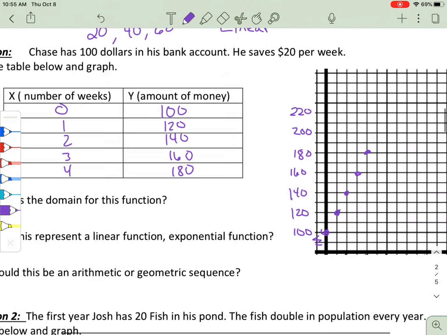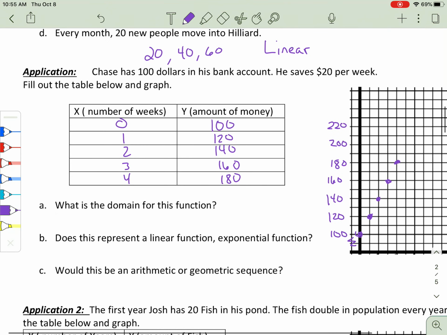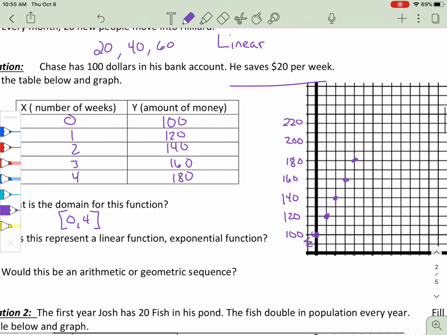Okay, so what is the domain for this function? All right, so let's think about this. Chase has $100. Well, can he have a negative number of weeks? Probably not, right? Not unless somebody created a time machine. So instead, we would say the domain for this function is from 0 to 4, or specifically, it doesn't really say he ever stops saving money, right? So I would even argue this is probably x is bigger than or equal to 0, right? Or from 0 to infinity.